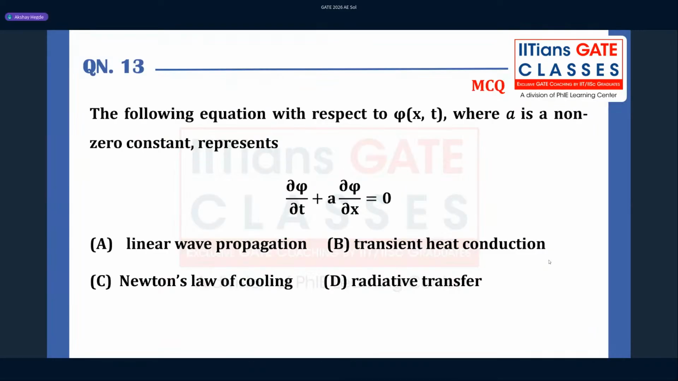So the first question we have here is a more generic question, not just propulsion related. The following equation, with phi a function of x and t, where a is a non-zero constant, represents: there were 4 options: linear wave propagation, transient heat conduction, Newton's law of cooling, radiative transfer. This is a very straightforward question if you know the equation.